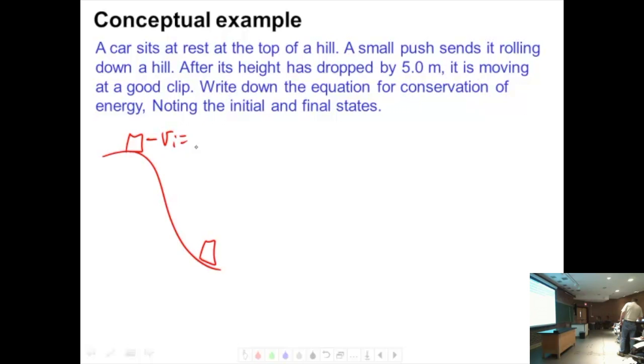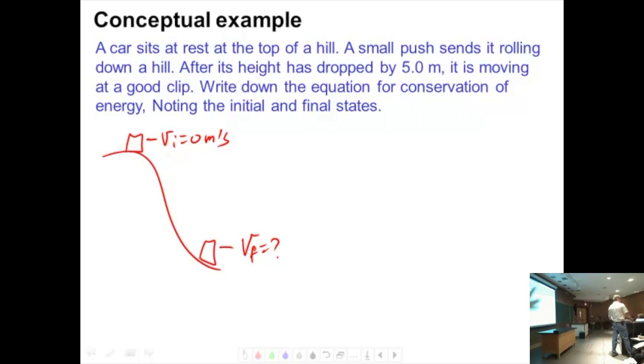Well, V initial is 0 meters per second, right? How do I know that? Because the car is at rest. I come down here, my V final, that's unknown to me.